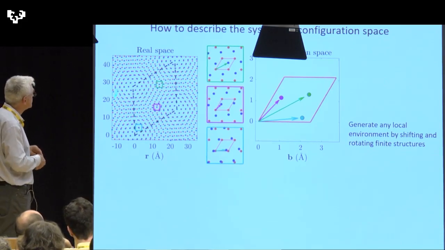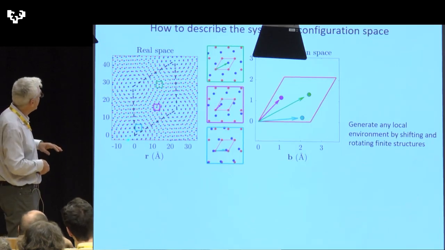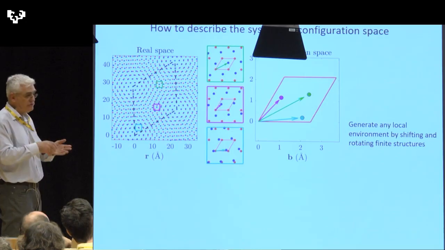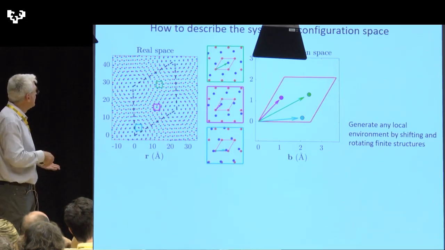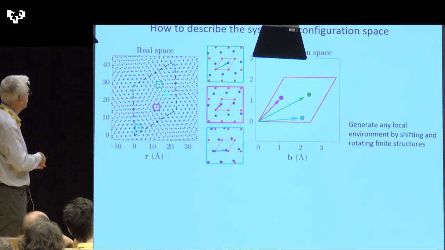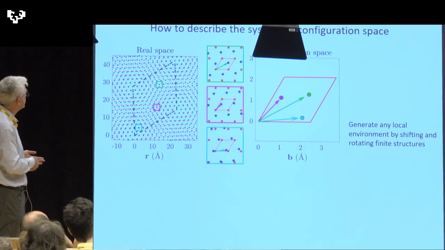So here's the real space arrangement of the system, and again you see this kind of moire pattern. In some regions the two layers are on top of each other, in other regions they're very differently arranged.